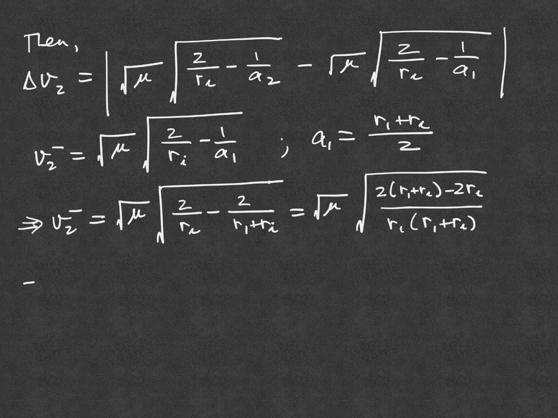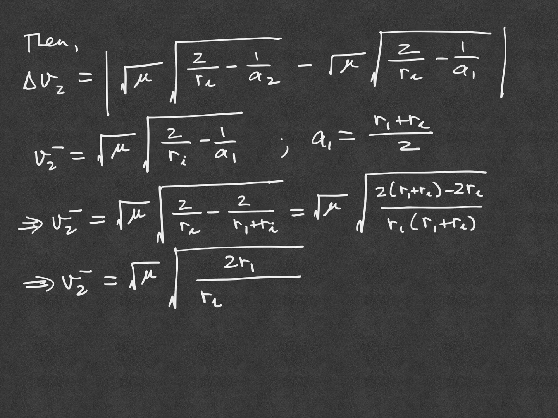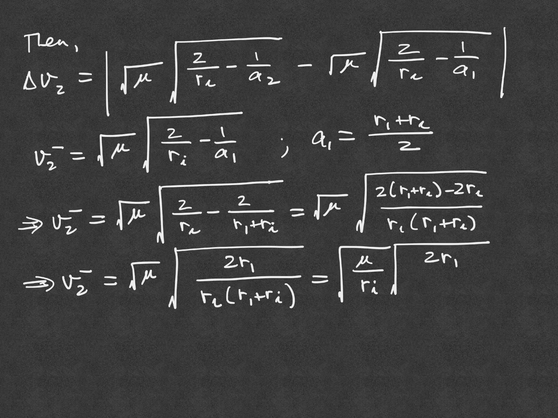From which we obtain V2 minus is equal to the square root of mu times the square root. Well, in the numerator I've got 2R1 plus 2Ri minus 2Ri, so I get 2R1 all divided by Ri times R1 plus Ri in the denominator, which can be rewritten. I can factor out the square root of Ri from the denominator, and we get the square root of mu over Ri times the square root of 2R1 all divided by R1 plus Ri.